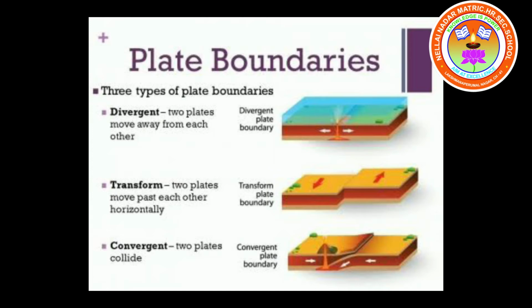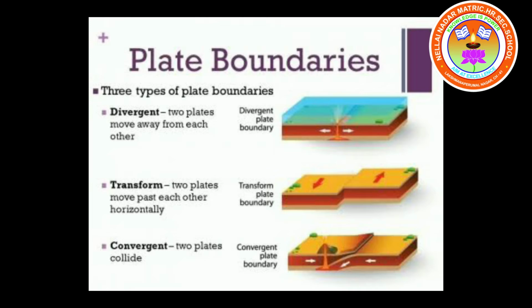The second one, transform. Two plates move past each other horizontally. See, in the transform plate boundary, they move past each other horizontally. The third one is convergent. The two plates collide at the plate boundary. So, like this, there are three divisions of plate boundaries.